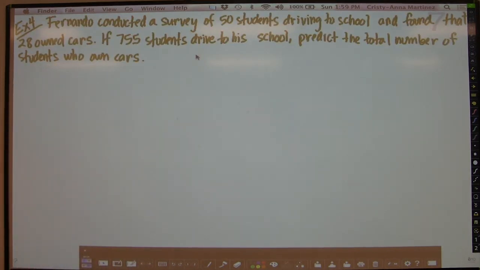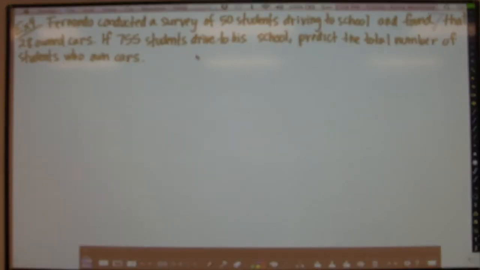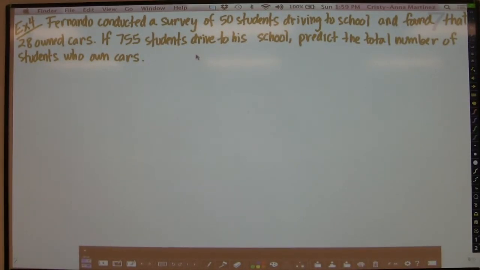Okay, in example 4, we're going to use proportions to actually predict when we don't know something. So it's going to be really simple and straightforward here as well. It says Fernando conducted a survey of 50 students driving to school and found that 28 of those students owned cars. If 755 students drive to his school, predict the total number of students who own cars.